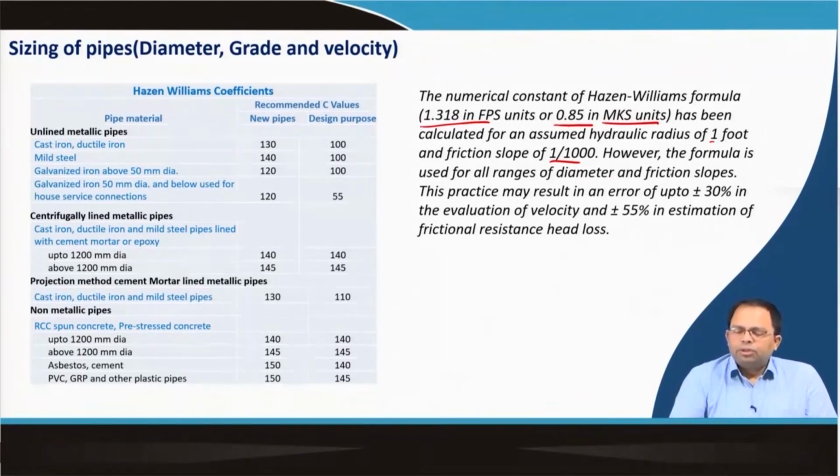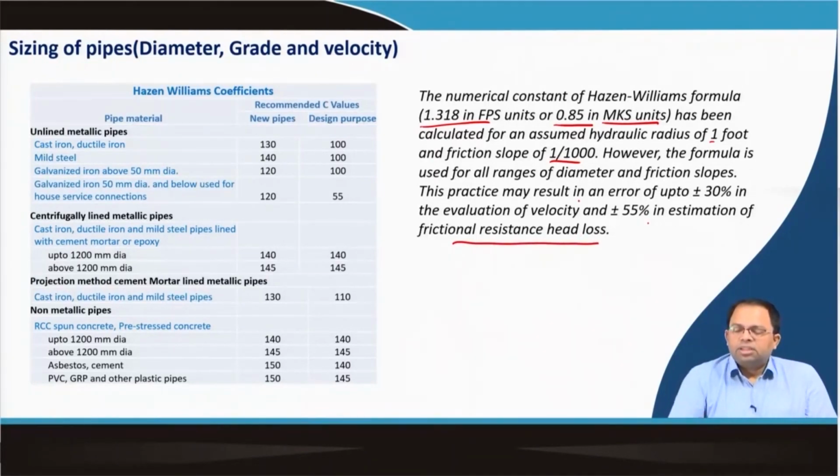But this formula is used for all ranges of diameter and different friction slopes, right. The friction slope value that we are using in this formula is more or less the same; in every case we are assuming 0.85, but actually it is not. So, this may result in an error of up to plus minus 30% in the evaluation of velocity and plus minus 55% in the estimation of frictional resistance or head loss. So, you can understand the implications.